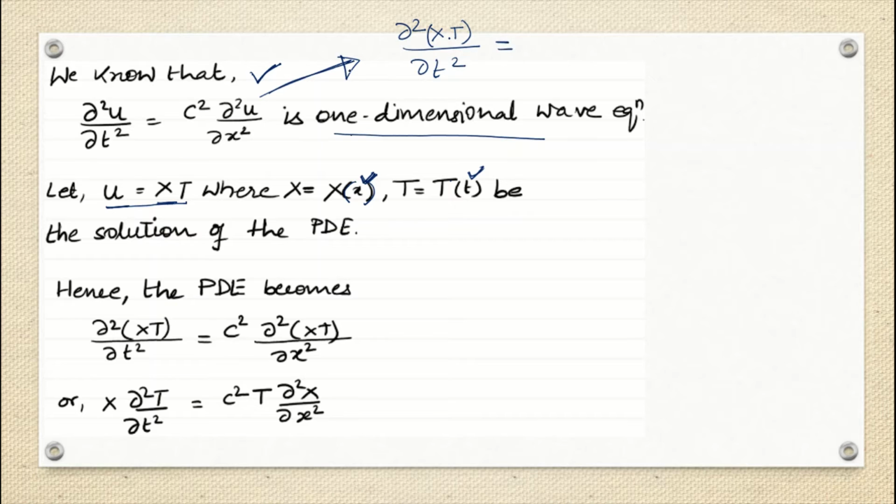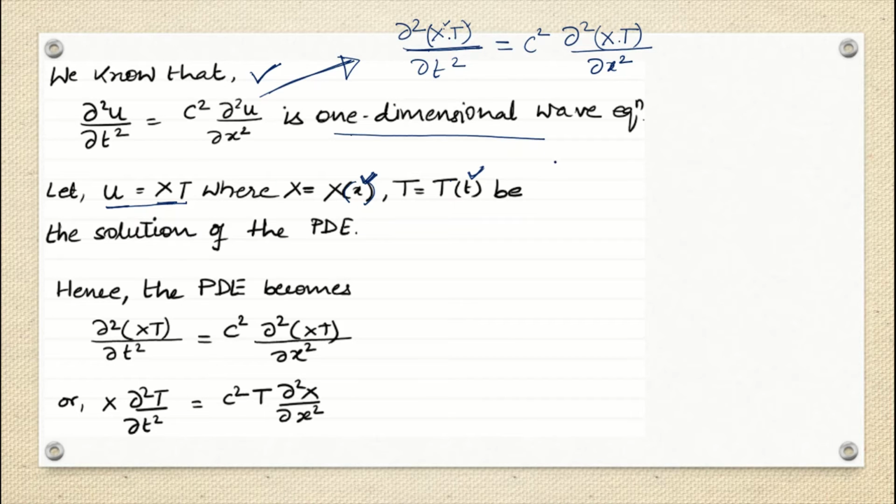And then the right-hand side will be what? c square is a constant, we know, right? c square is a positive constant. So now again, del 2 of, instead of u, I am writing X into T, by del x square. Now we are going to separate one type of variable on one side and the other type of variable on the other side.